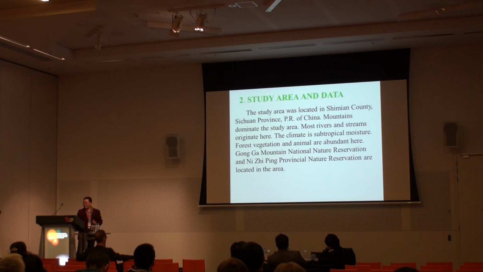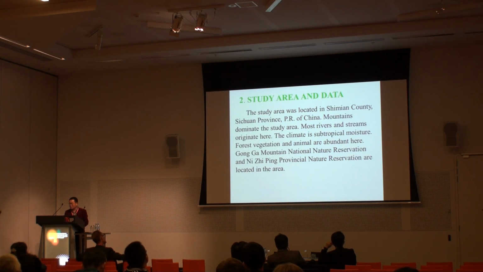My study area is located in Sichuan Province, Simian County, PR of China. Mountains dominate the study area. Most rivers and streams originate here. The climate is subtropical moist. Forest vegetation and animals are abundant here. Gongga Mountain National Nature Reserve and Lixping Provincial Nature Reserve are located in the area.